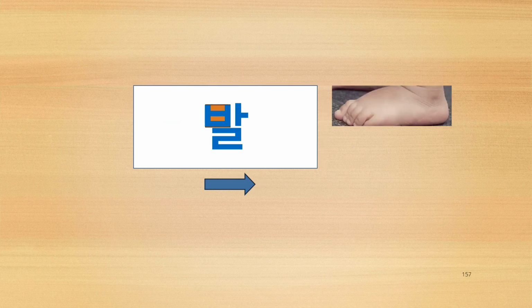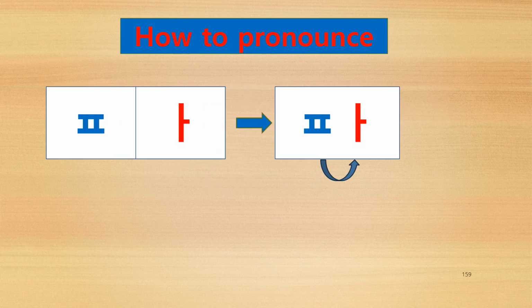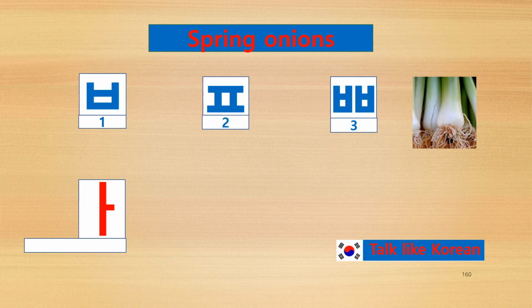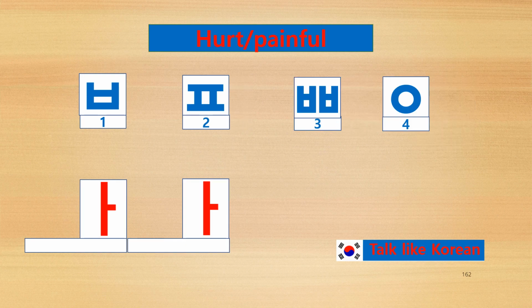And the 발, which means a foot. 발, 파. Do you remember? Burst of air, rising. So spring onions or scallions we say 파. So which one? Number 2. Well done. And then hurt or painful we say 아파. Can you tell what it is?